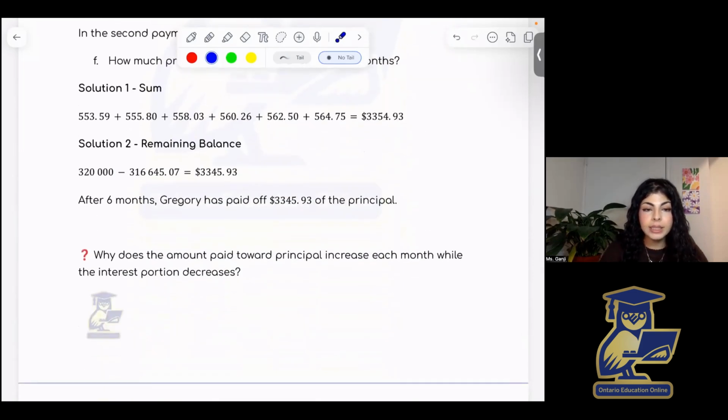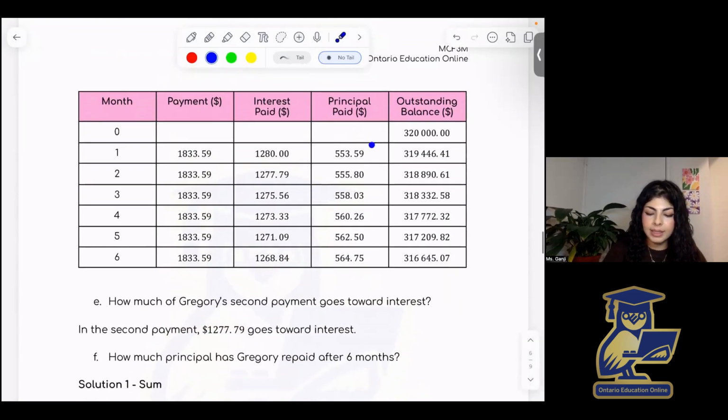So, why does the amount paid toward principal increase each month while the interest portion decreases? Again, why is this amount increasing while these interests are decreasing?